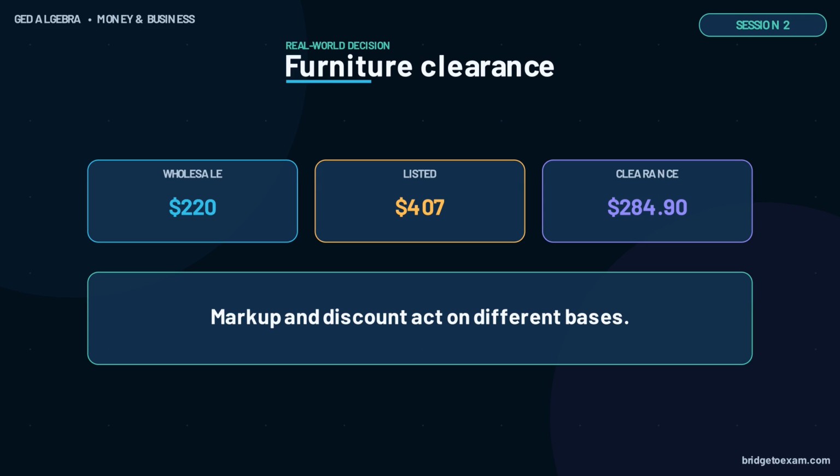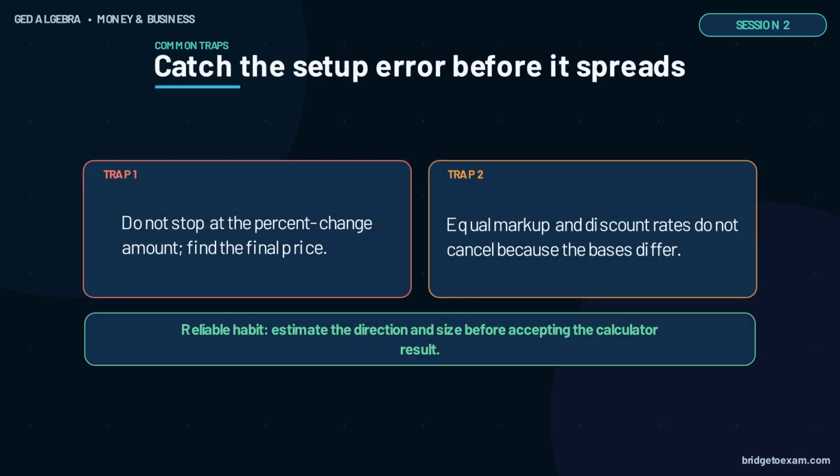Watch for two common traps. First, do not stop at the percent change amount. Find the final price. Second, equal markup and discount rates do not cancel because the bases differ. A reliable habit is to estimate the direction and size of the answer before accepting the calculator result.